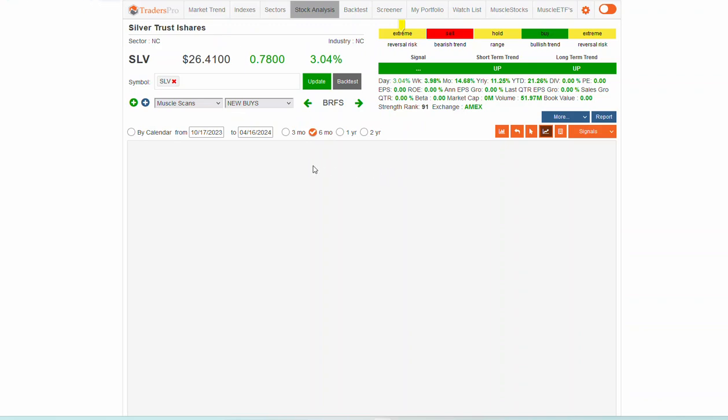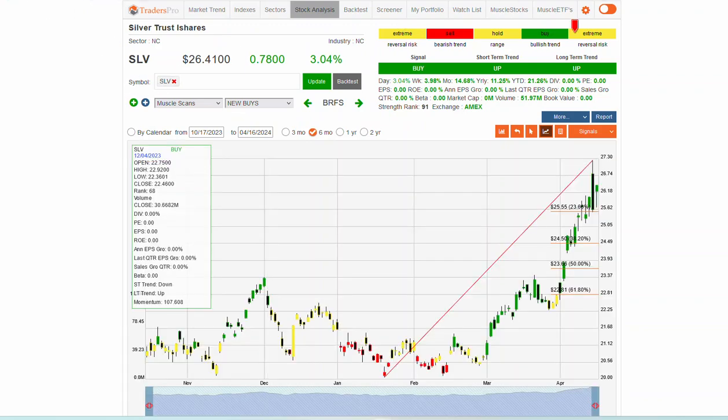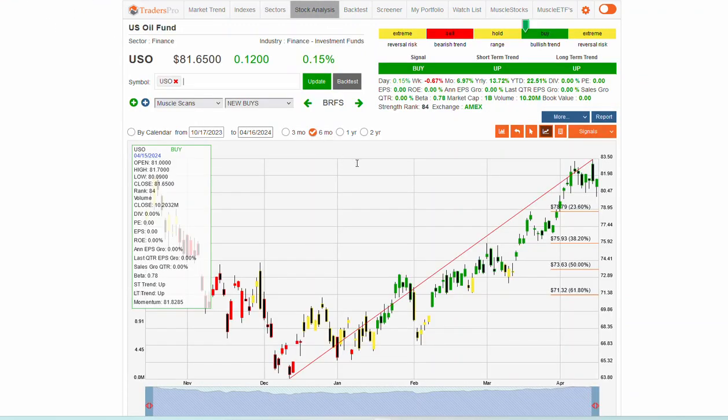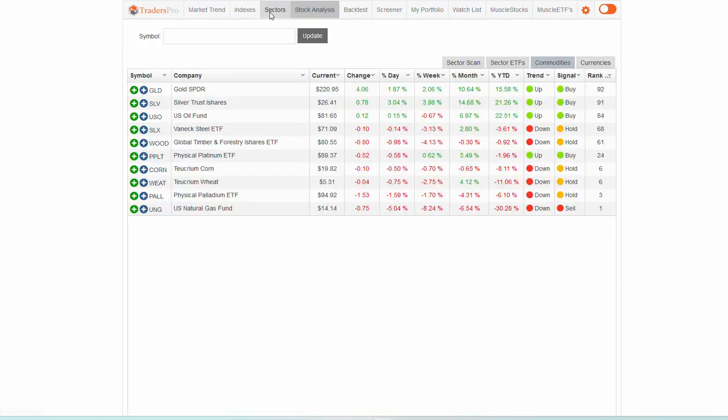Still seeing that in silver as well, and oil, USO, which is right here, up flat, some volatility in that upper range. So commodities are really where you're seeing money moving to right here. A couple of up days on those, and interesting markets right here.